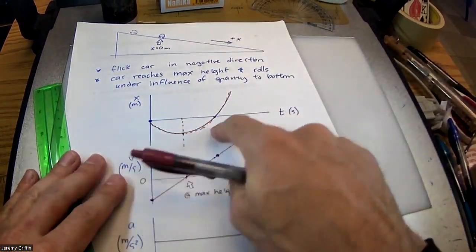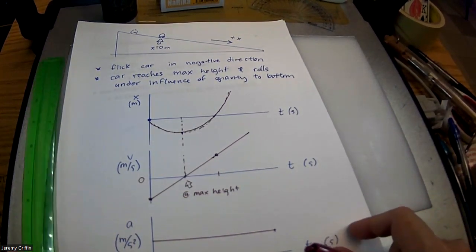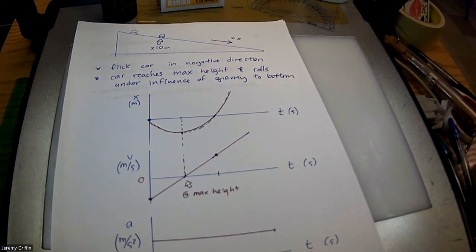Oh, and what's the shape of this X versus T? A parabola. Aha, parabola. All right. You guys got that? Good. Any questions so far?